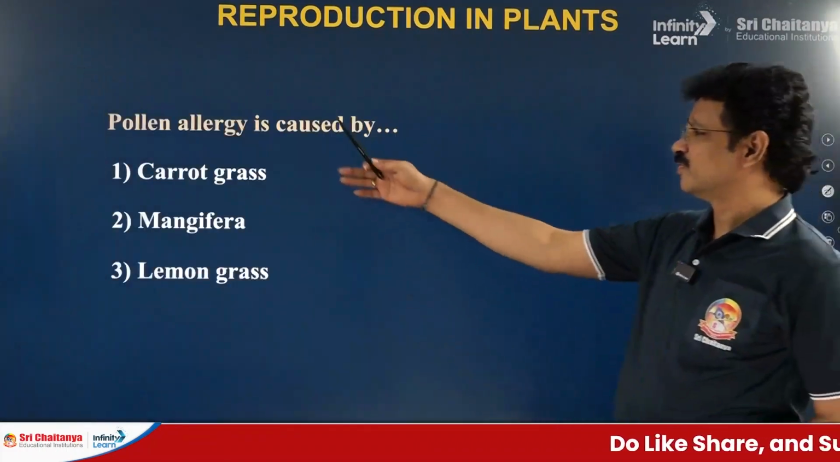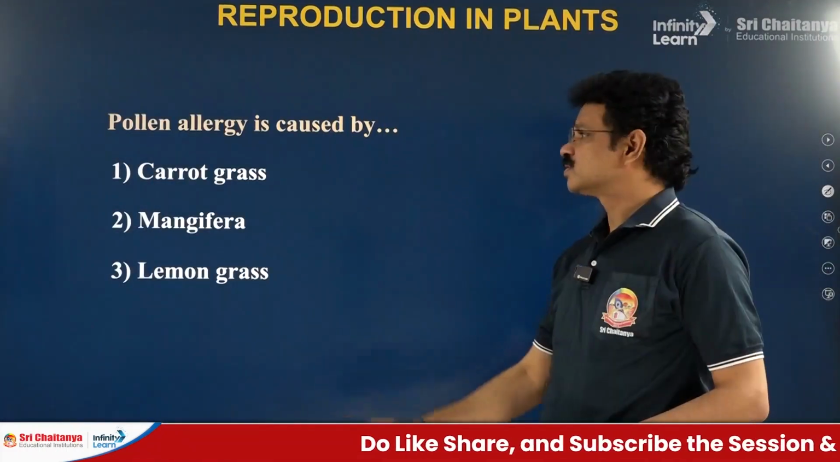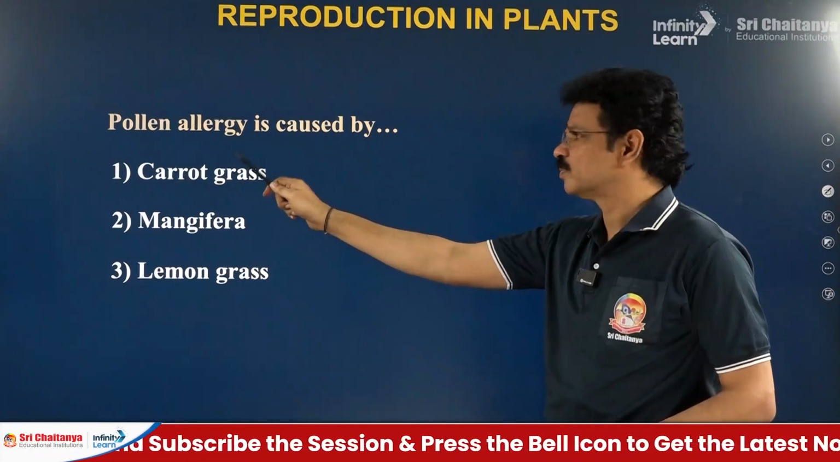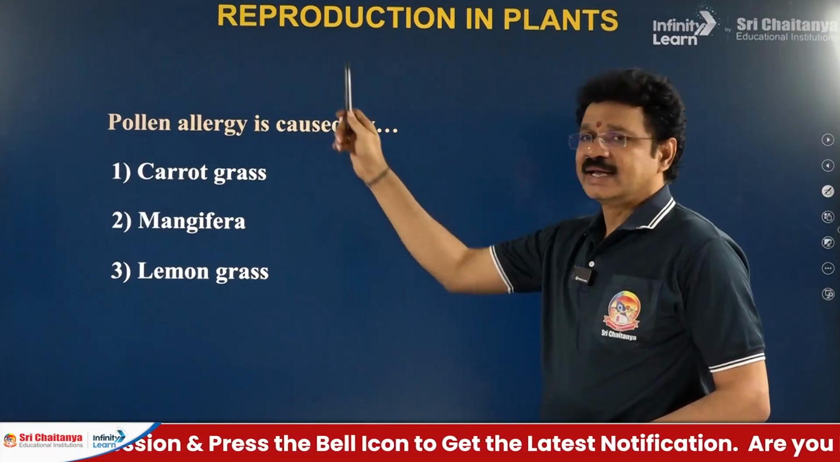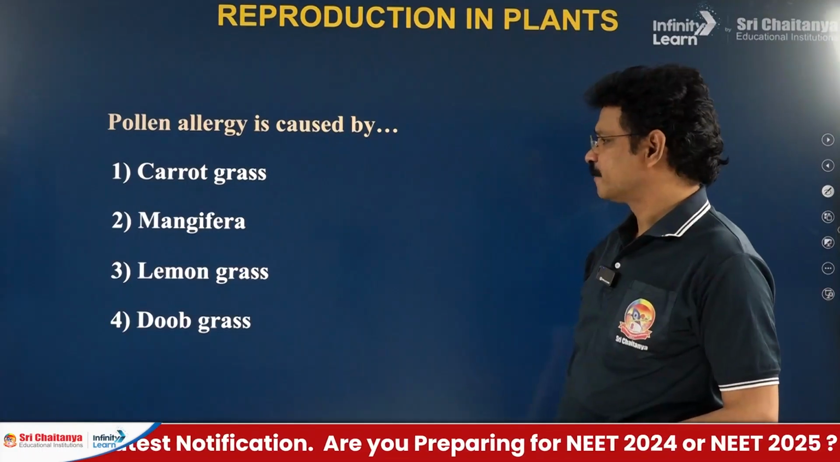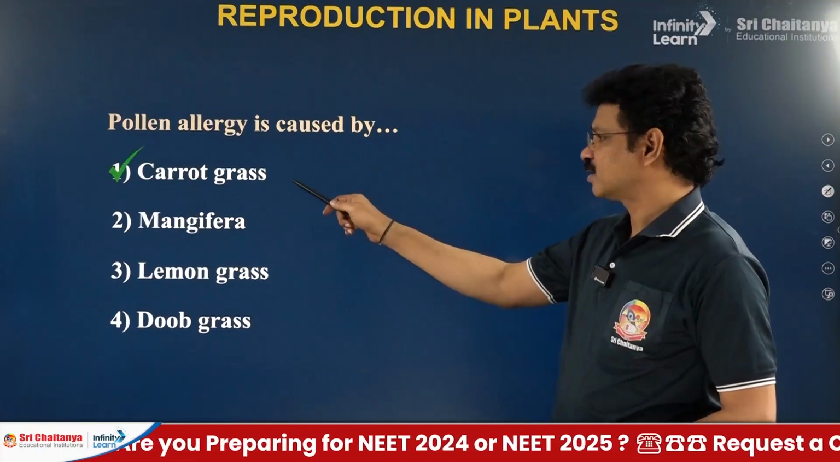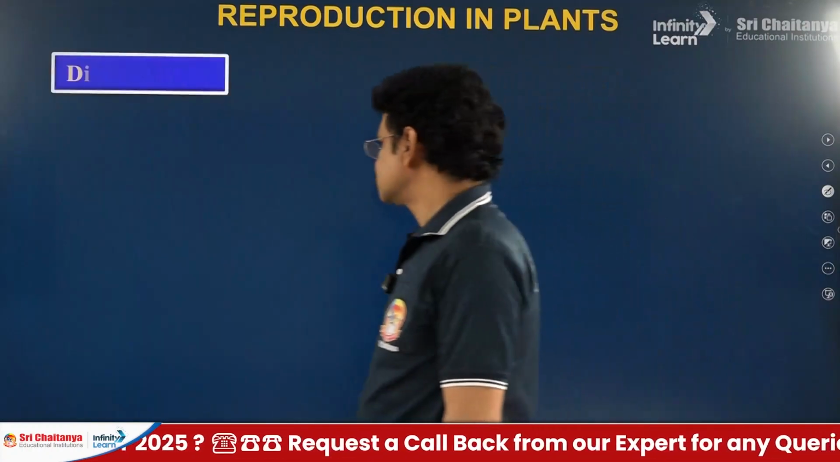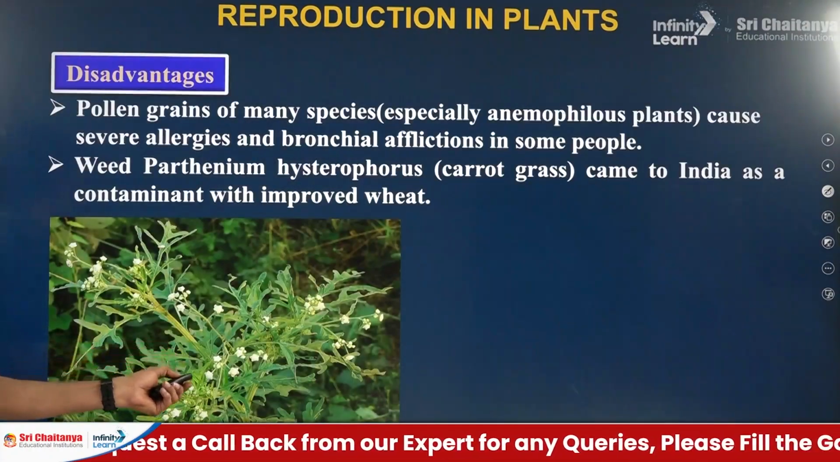Generally, pollen are more beneficial for mankind, even though some disadvantages are there. One of the disadvantages of the pollen grain is that it causes allergy. The allergy causing pollen grains are commonly found in carrot grass. Botanical name of the carrot grass plant is Parthenium. Observe here, this is the Parthenium image.